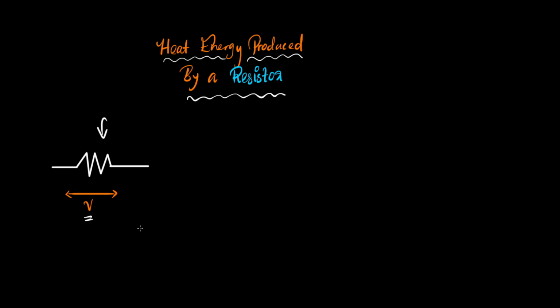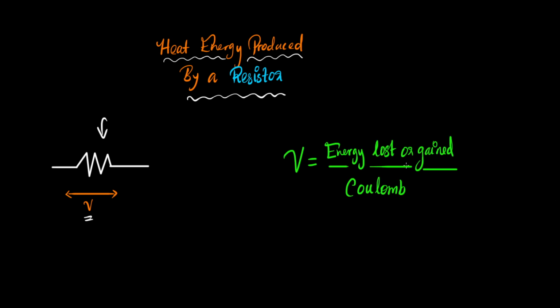If you know about potential difference, it is basically the energy lost or gained per coulomb, and we can find it. To give a gist about it, we can say that an electron going from here to here through this resistor might have lost 5 joules. It's not lost, by the way, because energy can't be lost. Energy is transferred to something else.